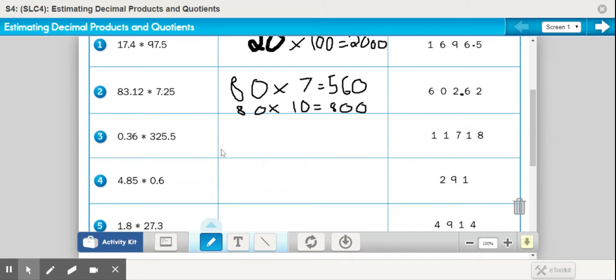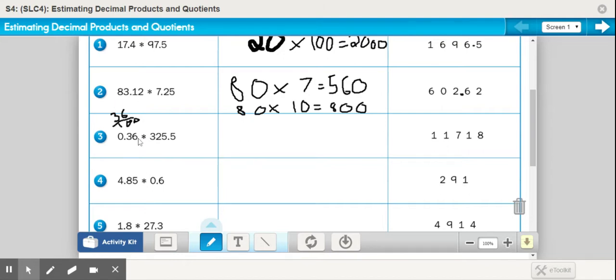Let's check out number 3. Number 3 is a little bit tricky. So 36 hundredths. Well, you can think of 36 hundredths as a fractional amount, right? I can think of it as 36 over 100, which is also pretty close to 1/2.